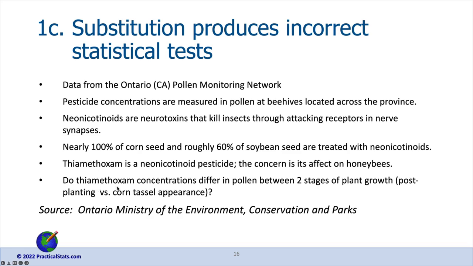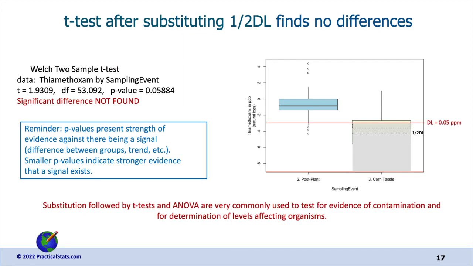Do the thiamethoxam concentrations differ in pollen located on the plant and picked up by the bees between two stages of plant growth, when the plant first emerges and then later on when the corn tassels appear? So we have these two. These are box plots again. The boxes are the middle 50% of the data. We can't see a lot of the data in the corn tassel, so the concentrations are lower, and they're clearly lower. And a good method should pick that up. We only see the data as far as detected values above the detection limit. Again, maybe closer to 70% of the data are down in this gray area somewhere.